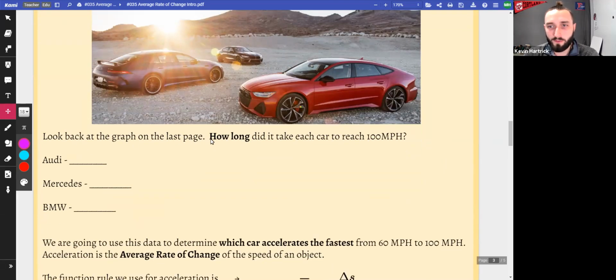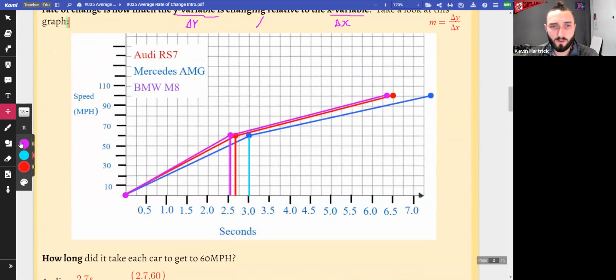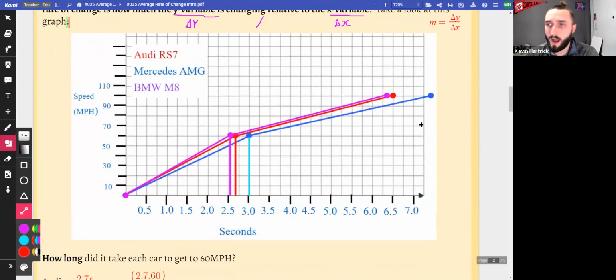All right, look back at the graph on the last page. How long did it take each car to get to 100? So now we're trying to figure out 100. Again, let's go with the Audi. So how long did it take for the Audi to get to 100 miles per hour?